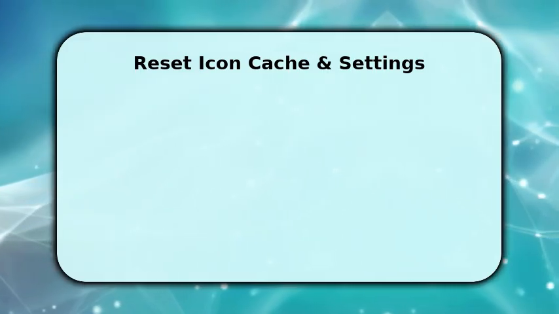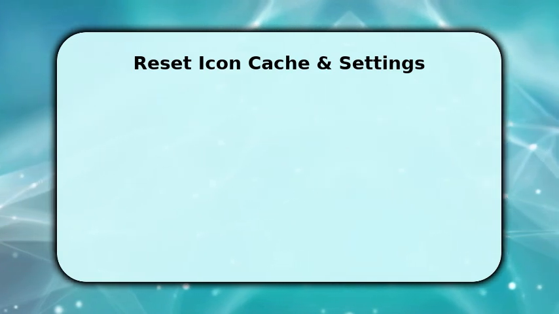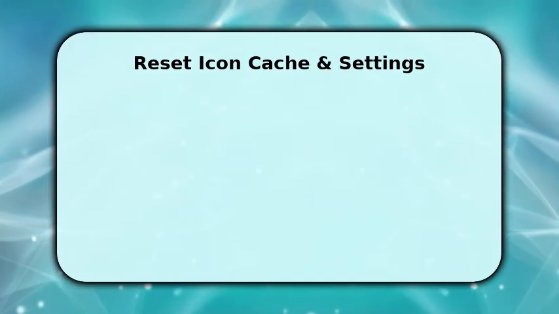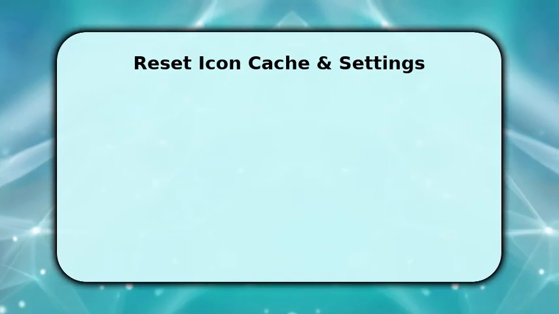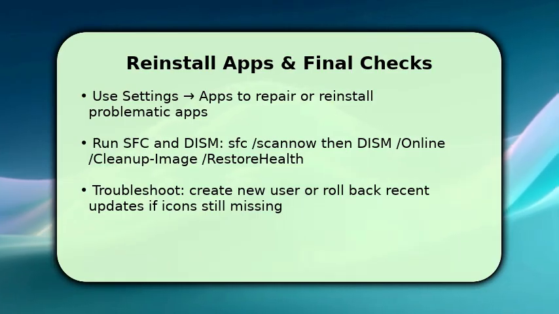While you wait, open Settings, then Personalization, then Taskbar, and toggle the system icons and app badges off, then on to force a refresh. This addresses cache corruption. Finally, repair individual apps and run system repairs to restore icons that still won't appear.